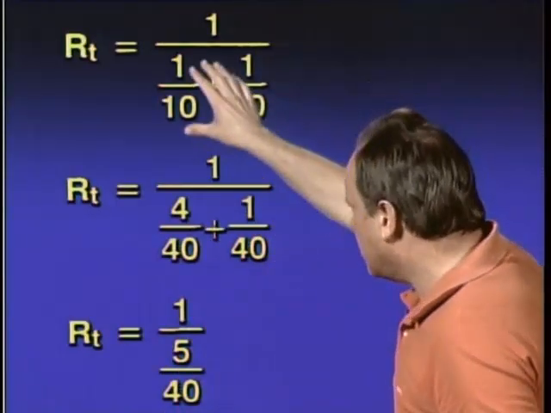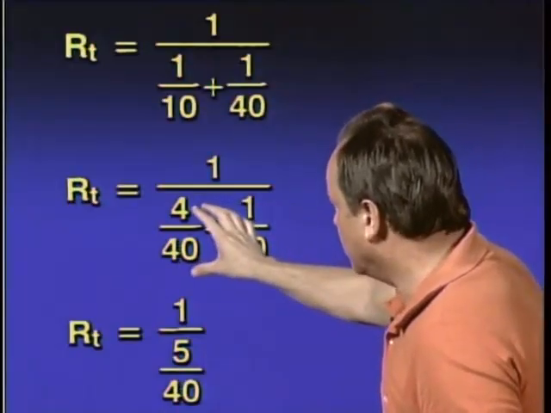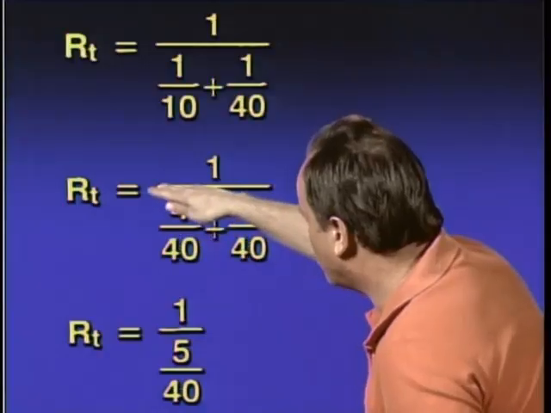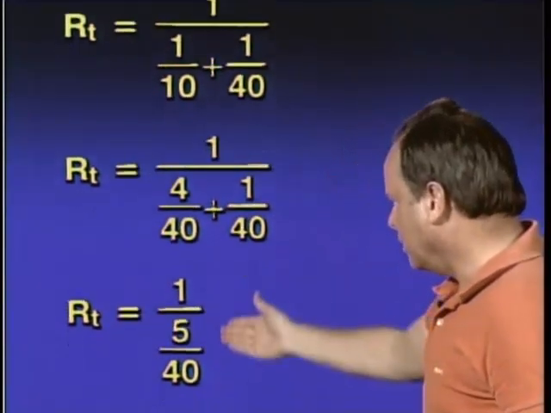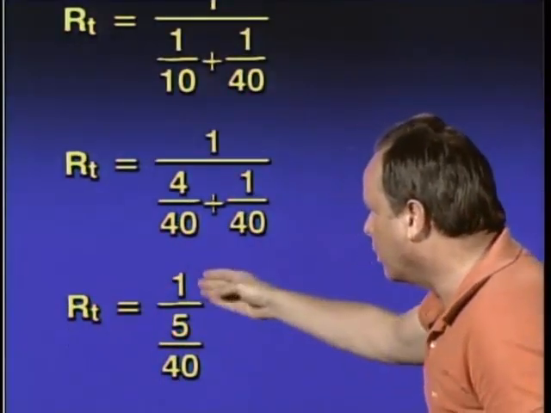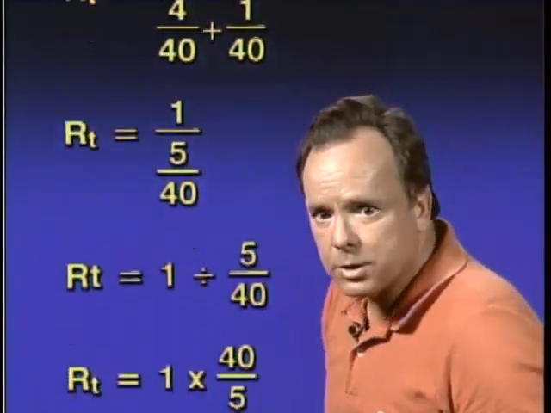To add these two together, we'll convert that 1/10 into 4/40, so we can add them together. So the total resistance is 1 over 4/40 plus 1/40, and we add those two together, and the total resistance is 1 over 5/40.